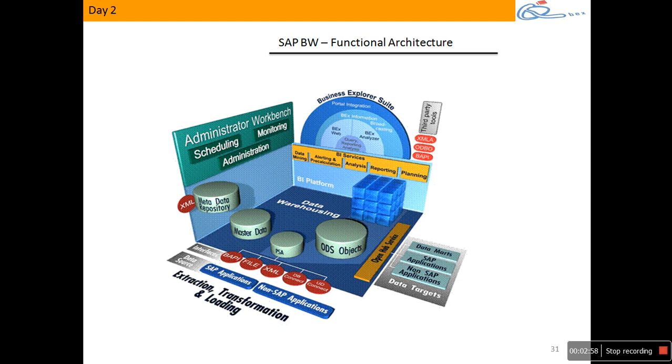Next. So it will be in a 3-tier architecture like this, and we are getting into the functional architecture of BW.